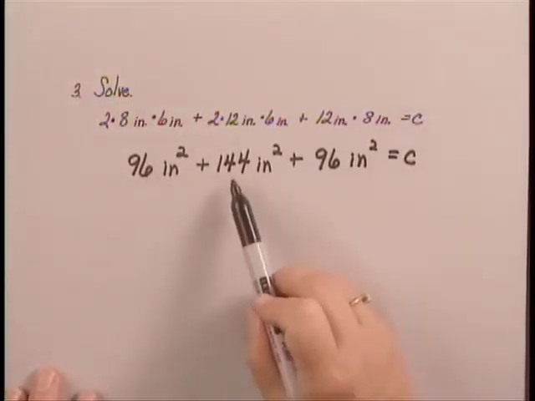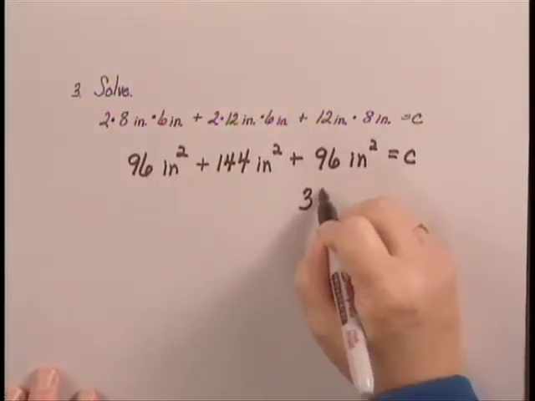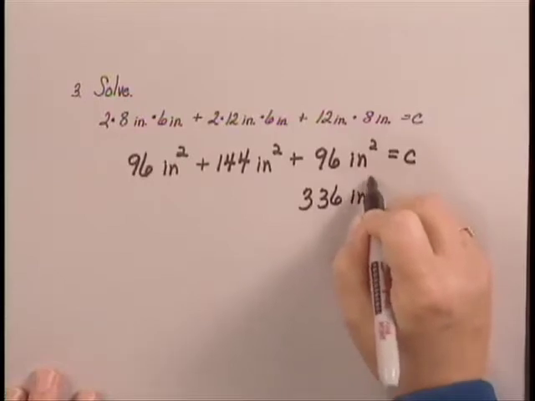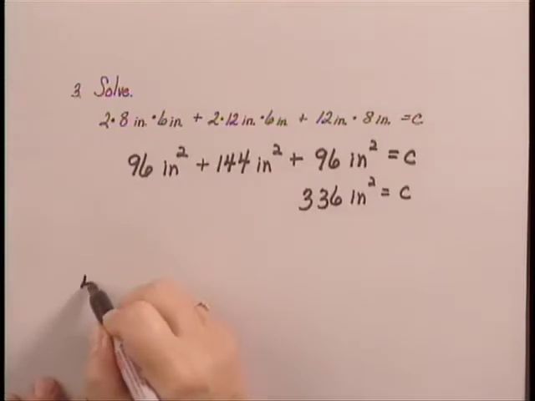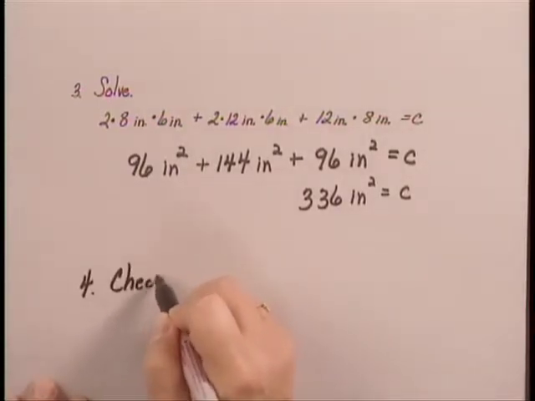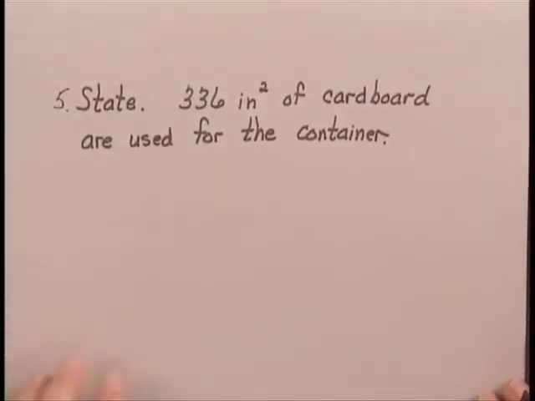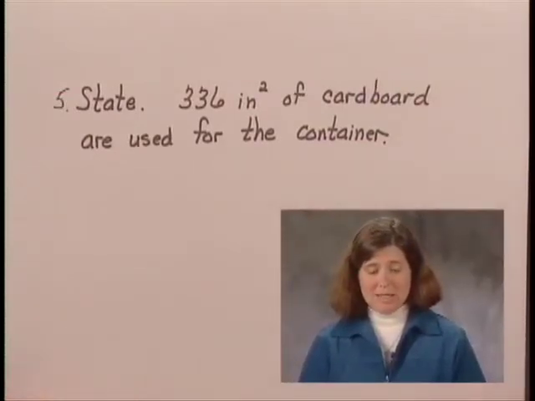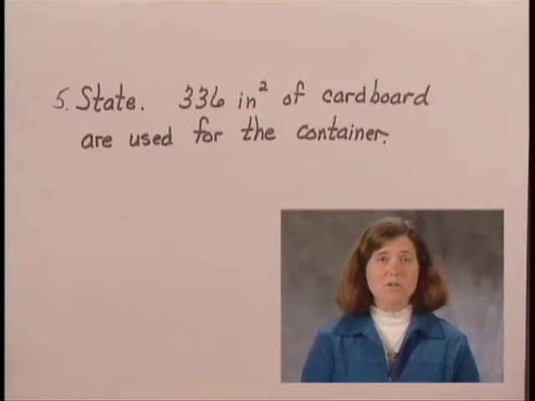Now that I've done the multiplications, I can do the additions. 96 square inches plus 144 square inches plus 96 square inches is 336 square inches, and that equals C, which is the total area. The fourth step is to check our answer. And to check our answer, we could repeat the calculations. We could look at the box maybe in a slightly different way if possible. And if we would do that, we would find that our answer does check. So the final step is to state the answer in a complete sentence. To state the answer, we say that 336 square inches of cardboard are used for the container.